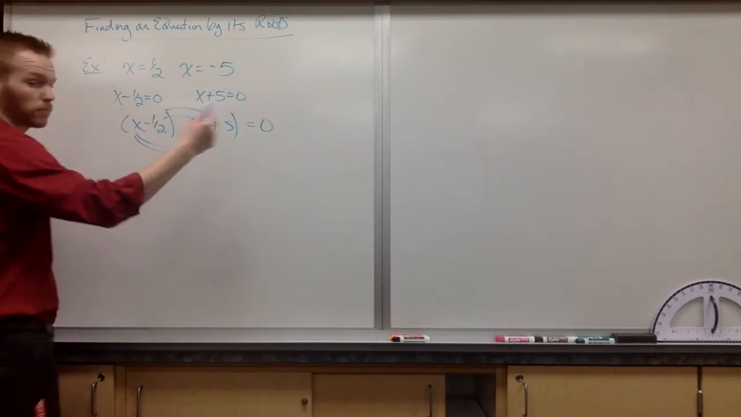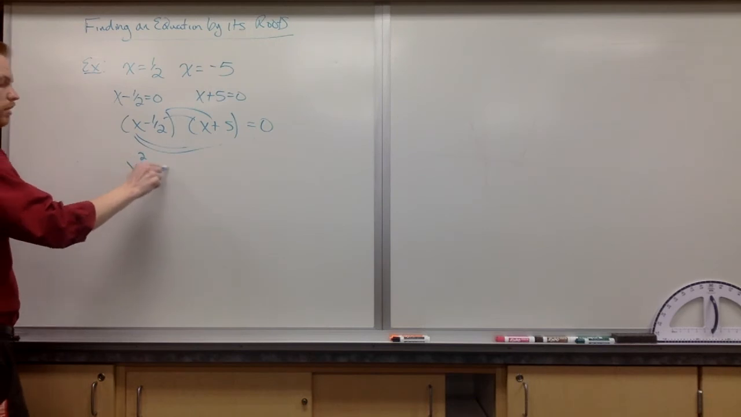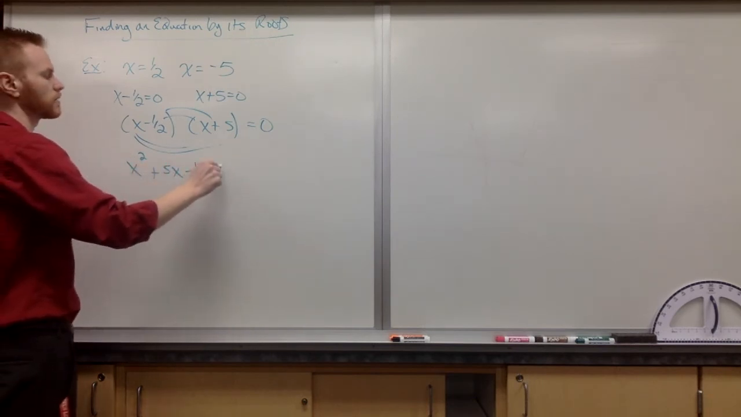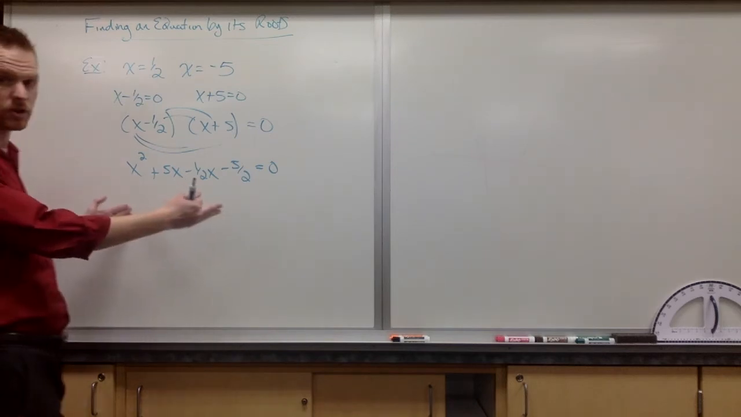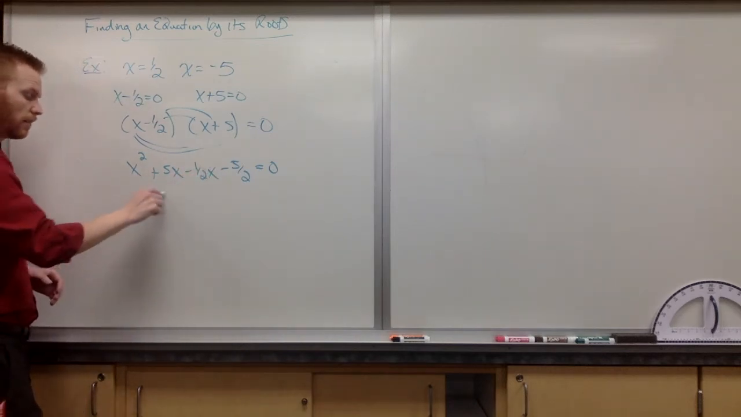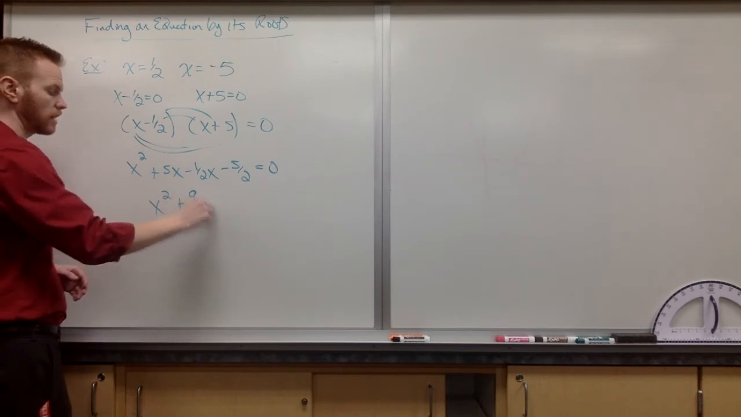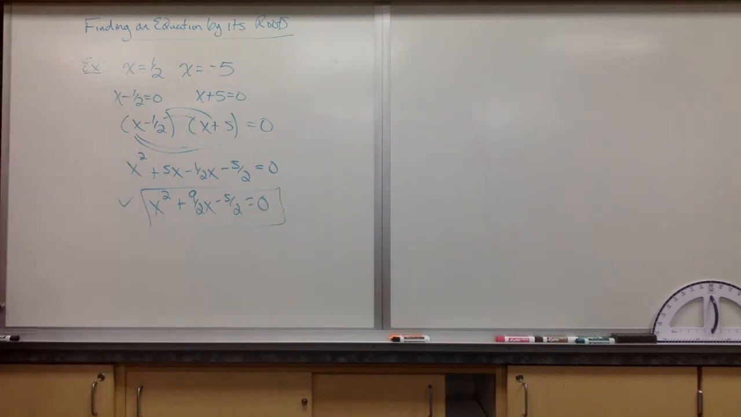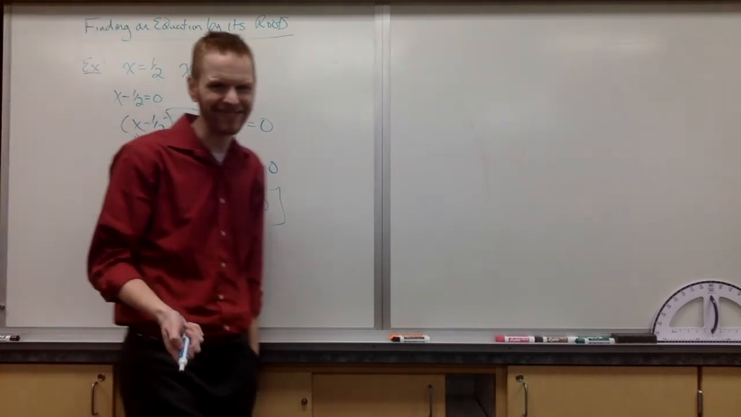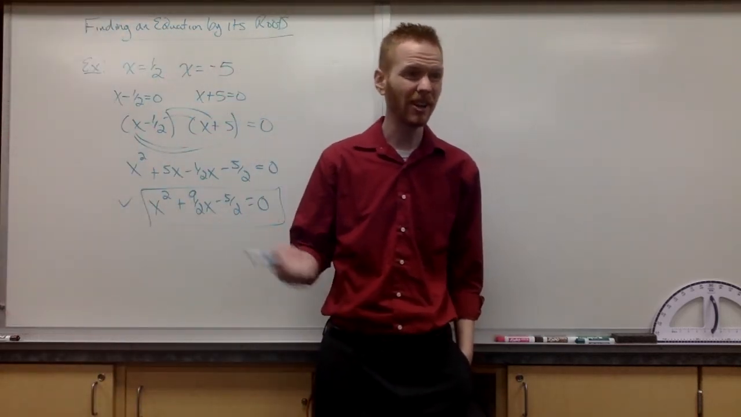Distribute, multiply everything out. We have x squared plus 5x minus 1/2x minus 5/2 equals 0. Once we're done with that, combine terms. We can combine these x's together. X squared plus, that'd be what, 9/2 x minus 5/2 equals 0. There's my quadratic. If you graph this, here's where it's going to cross the x-axis at these 2 points. How cool is that? That's awesome. Very helpful, to be honest with you.